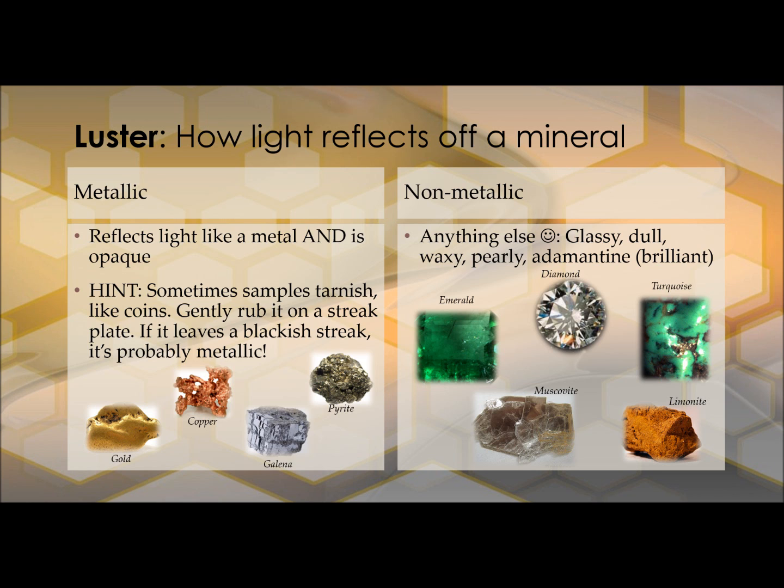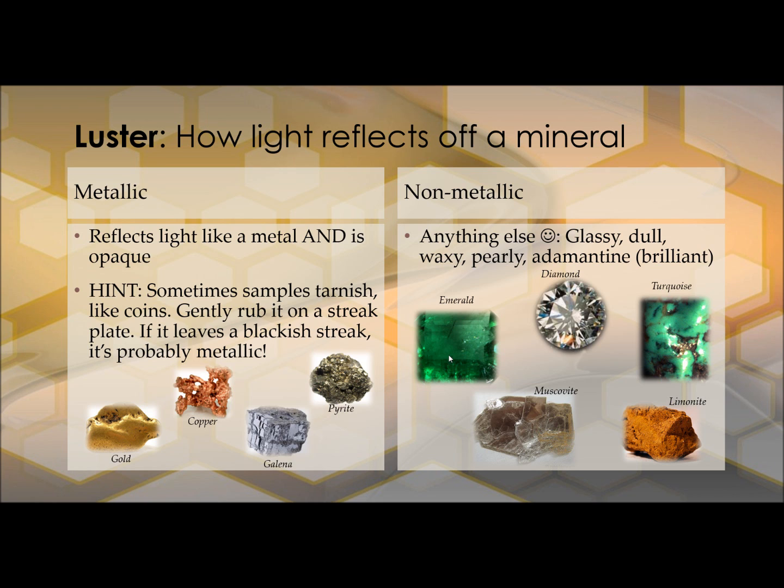Now, not all samples will look so bright and shiny. Sometimes they will be tarnished, just like coins do. And if you're trying to figure out if a mineral is metallic or not, and you can't tell just by looking at it, I mean, it's not like this emerald on the right. That's very clearly not a metal. But if you have one you're confused about, gently streak it, and I'll talk about what that is soon. Metals tend to have a dark blackish streak even when you rub them very gently on a streak plate, so that's a good sign something's metallic.